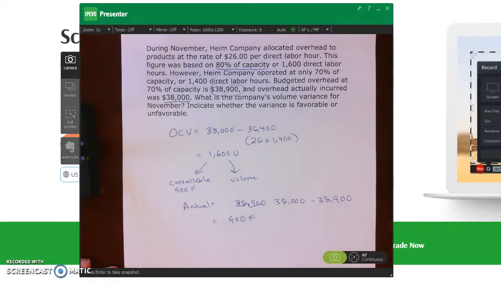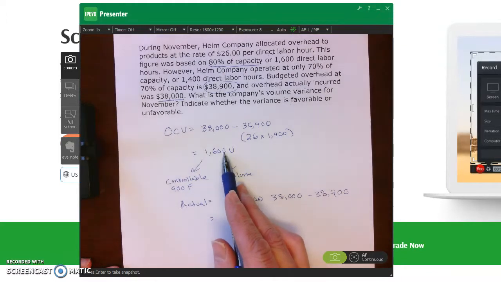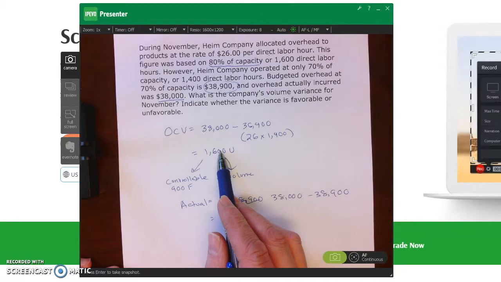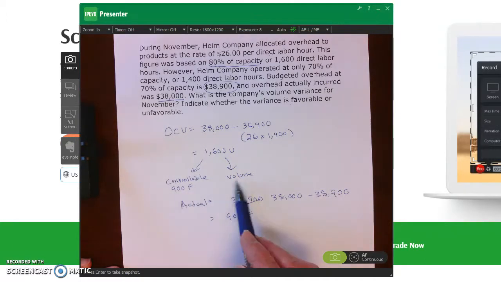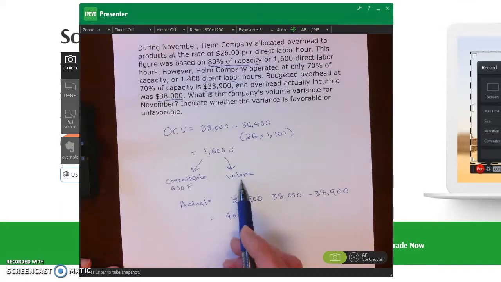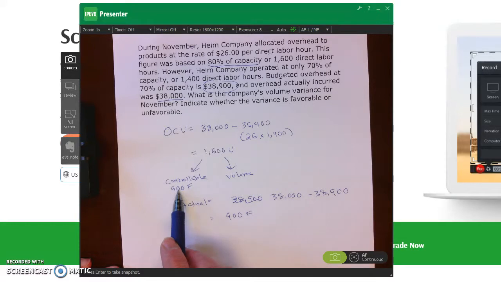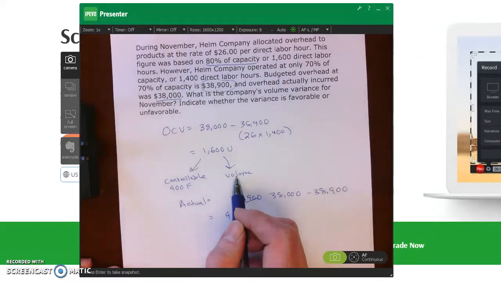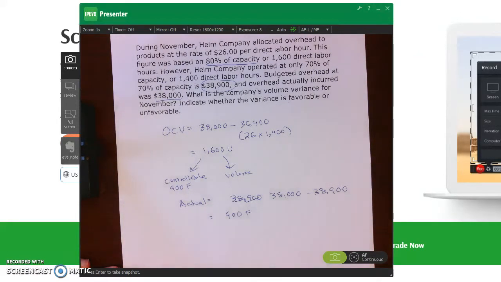Okay? Now you can back into figure out what the volume variance is. You take the 1,600 unfavorable plus the 900, so the volume variance is going to have to equal our 2,500 unfavorable, because 2,500 unfavorable minus 900 favorable would give you 1,600 unfavorable. But let's go through and actually verify that volume variance, okay?